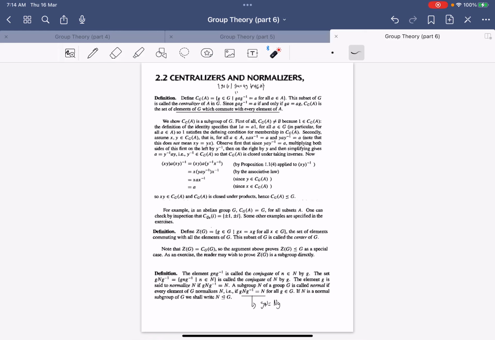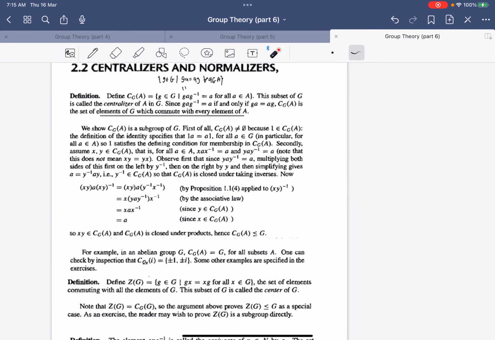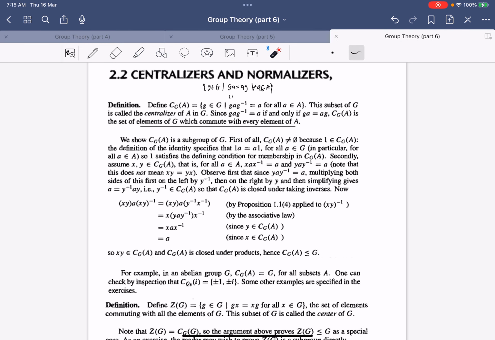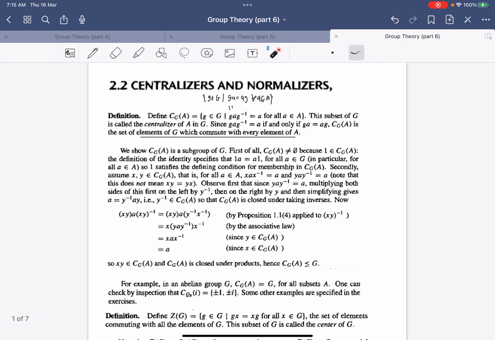Hi, in this video, I'll be going through what normal groups are and how they are related to quotient groups. We first define what is known as the centralizer of a set A in the group G. You just find all the elements g in G such that g inverse a g equals a. So you can also think of this as ga equals ag.